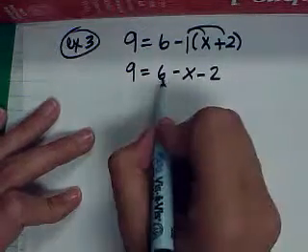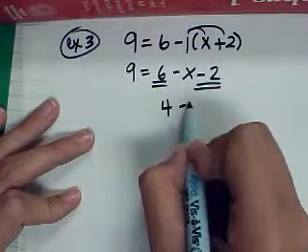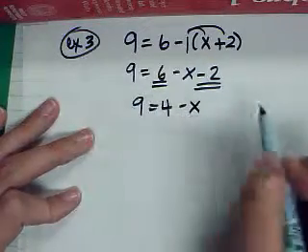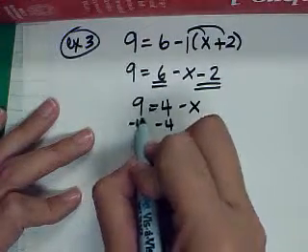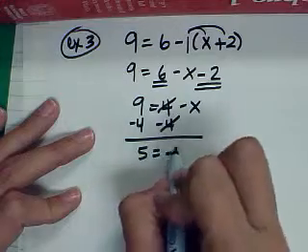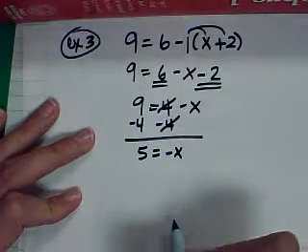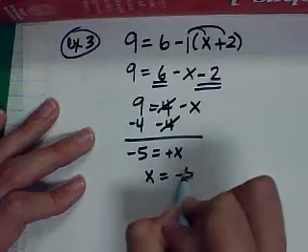Combine my like terms. My like terms are the numbers in this case, 6 and negative 2, which makes 4 minus x. Carry everything else down. Next, 4 is positive, so to get rid of it, I'm going to subtract it from both sides. That's the opposite. And 5 equals negative x. We never want a negative variable, so we're going to flip both sides, and x equals negative 5.